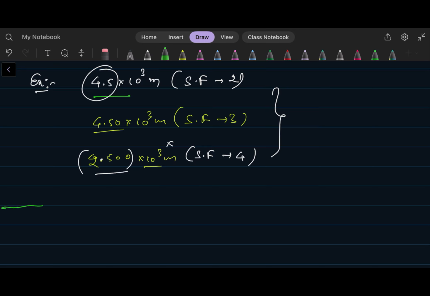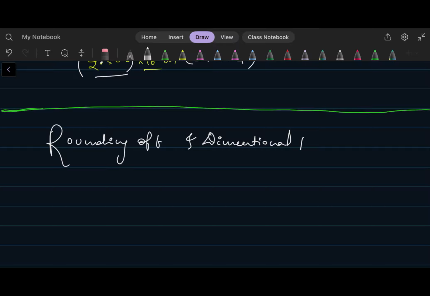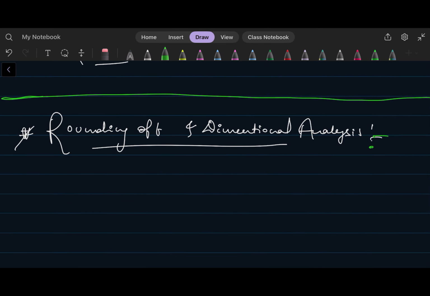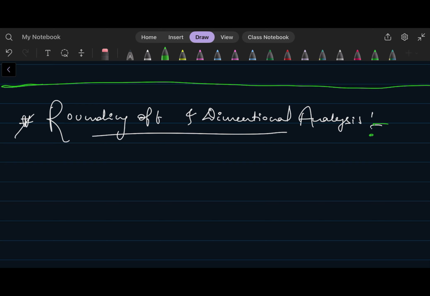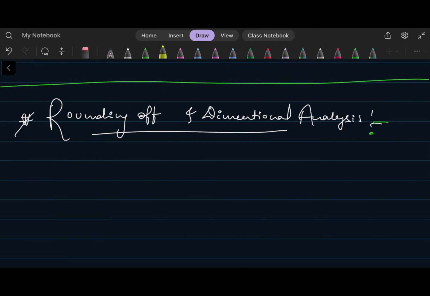So here we completed the significant figure. Then we'll go for the last one, rounding off. After this, we'll go for the dimensional analysis. These are the basic things actually. While solving numerical based questions, these simple things are the most important. Without this, if a single calculation mistake is done, obviously we lose the marks. Therefore, please don't neglect this one. When it comes to rounding off, dimensional analysis we'll discuss later.